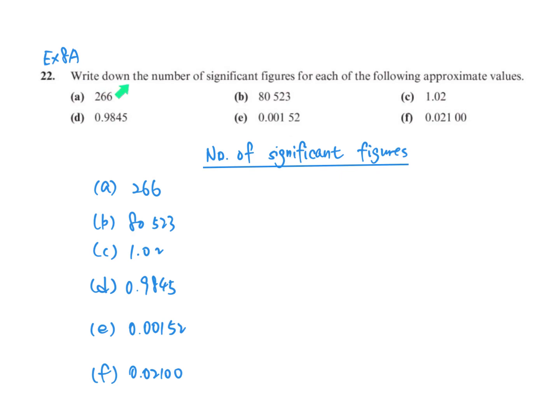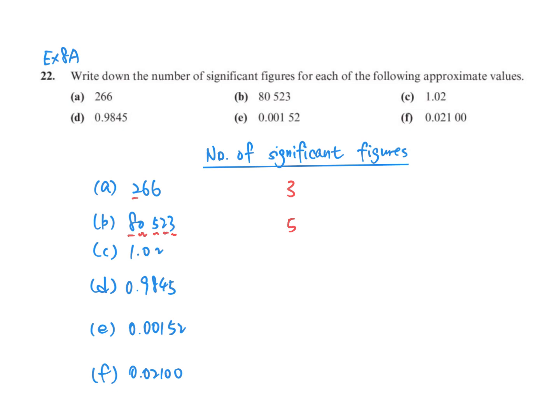Exercise 8A, Question 22. Let's see. We need to write down the number of significance figures for each of the given approximate values. Now, Part A 266. First of all, the first most significance figure we start from is 2. Okay, and so the next two figures are also counted as significance figure. So there are 3 significance figures for 266. Part B, the most significant is 8, and the remaining are also the significance figure. So we have 1, 2, 3, 4, 5 significance figures.